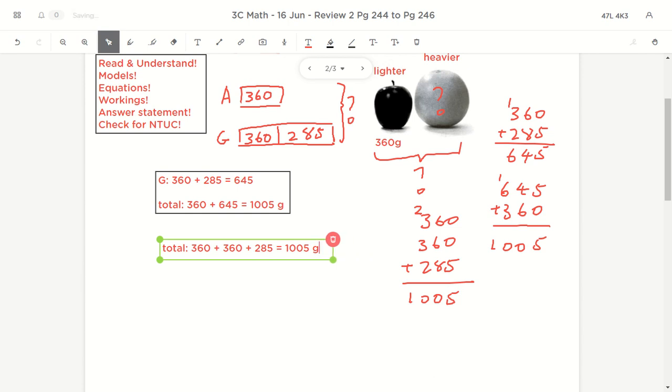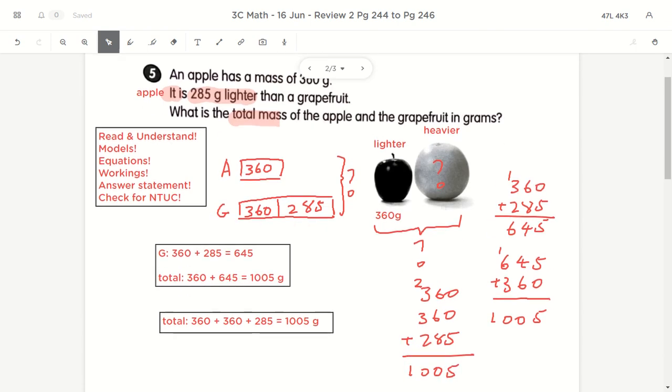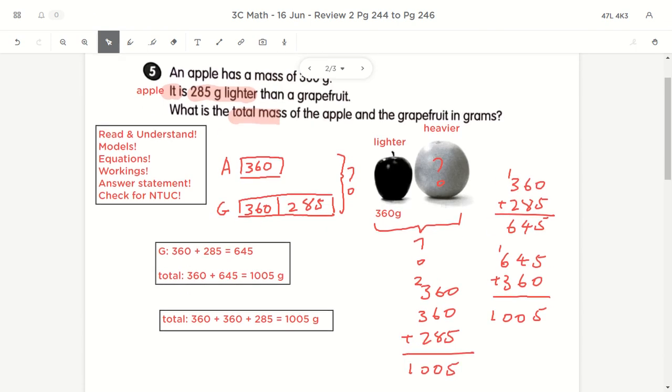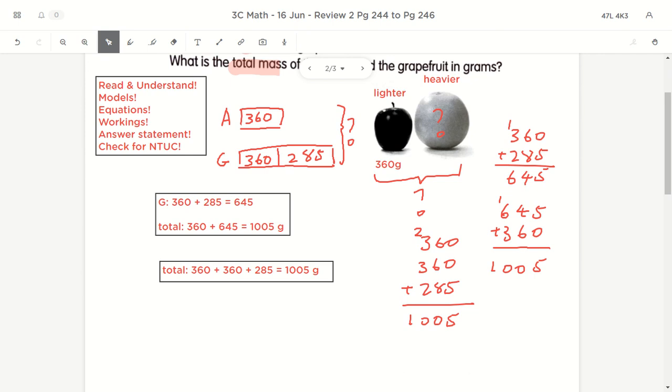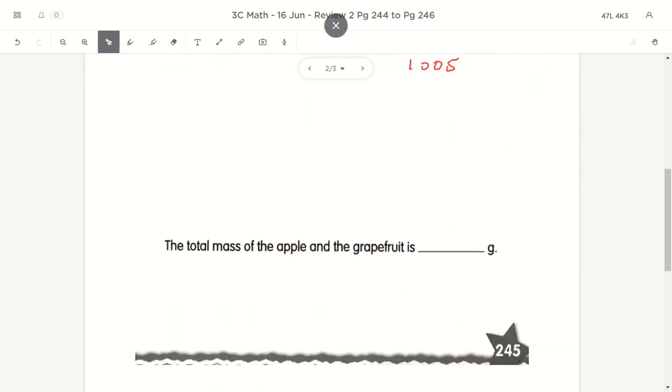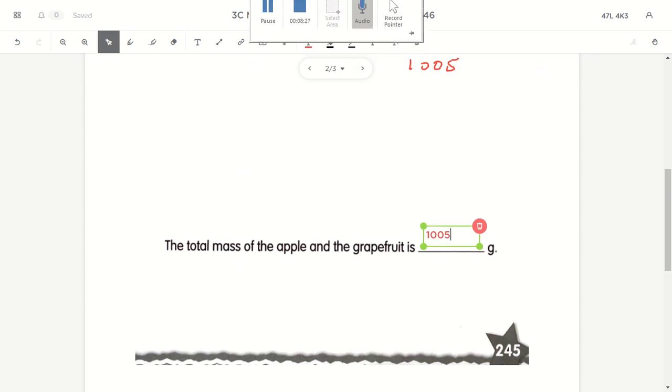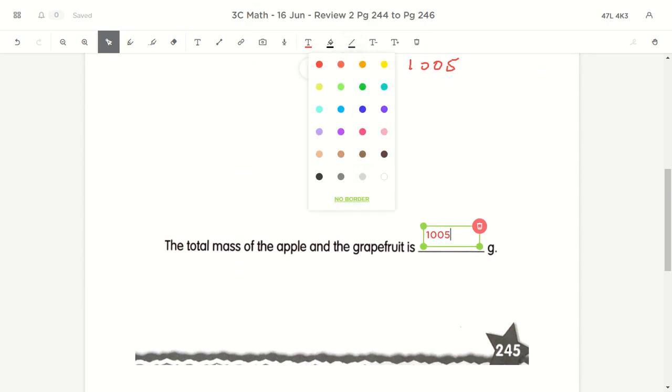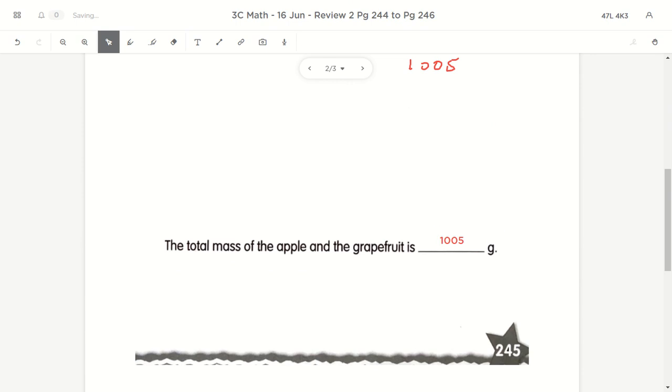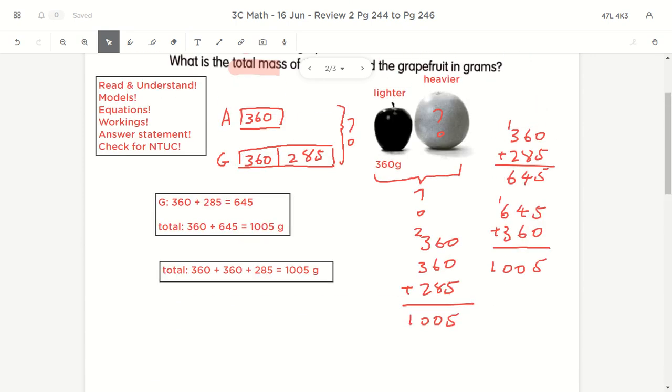So don't say, teacher, it is one whole page, very difficult. No, it is one whole page, but you realize you only use less than half the page to do it. So it can be done. Don't be scared by the length of the question. Okay, let's write the answer down here, 1005. Okay, it's quite simple. Just follow what the model tells you to do.